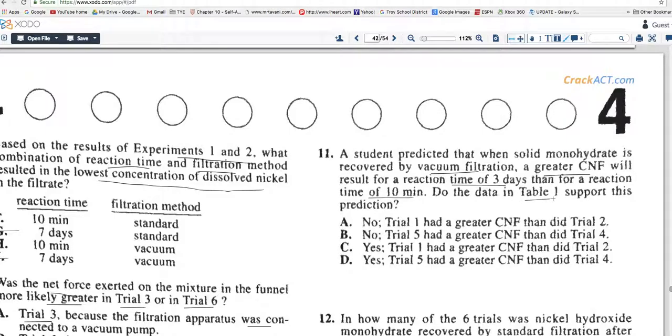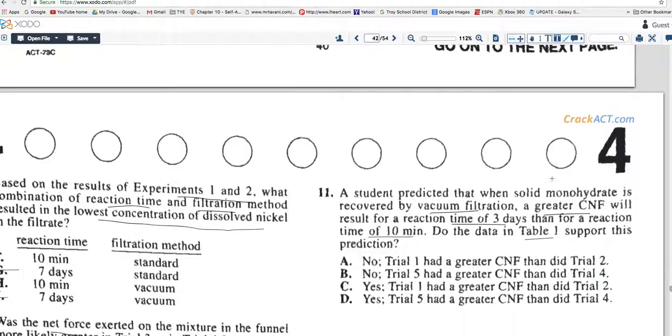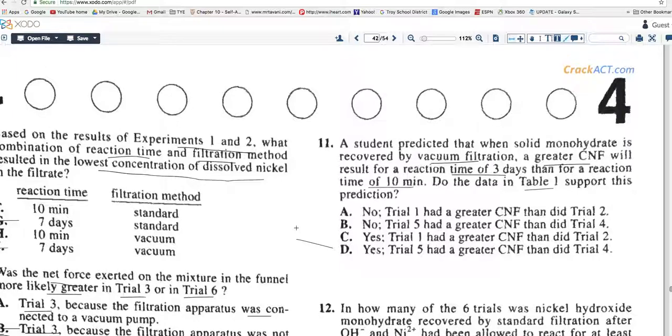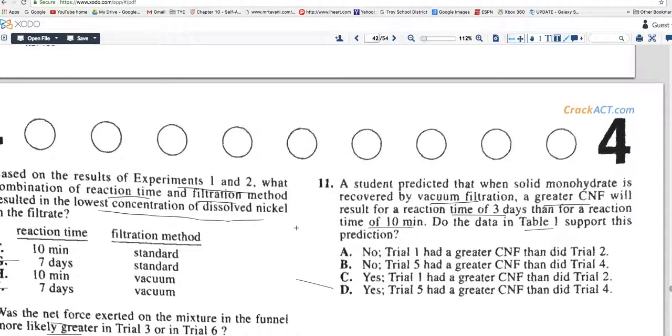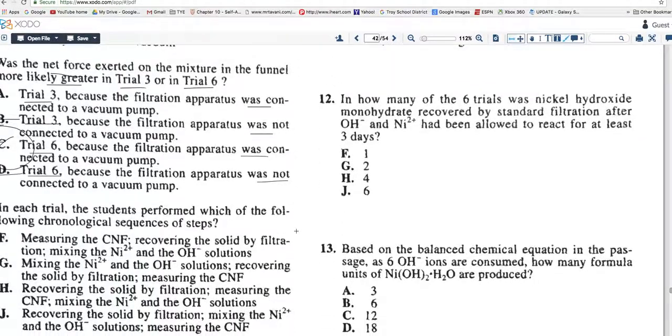So then you would go to table 1 and see the 3 days and trial 5 and trial 4. The CNF for trial 5 is greater than the CNF for trial 4. So the answer would be D. The answer is D, but explain that all over again. So you go to table 1. Trial 5 has a CNF of 69. Trial 4 has a CNF of 58. So since 69 is greater than 58, answer is D. Good. All right. 12. Who can do this?